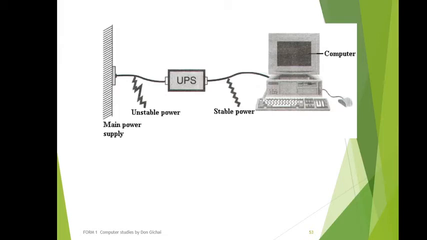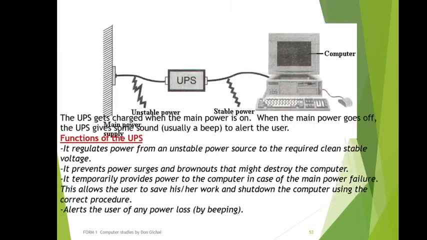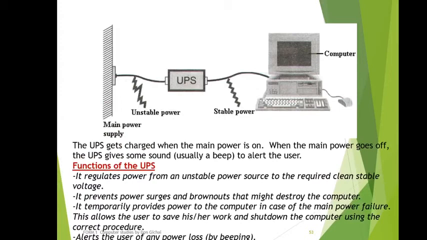We have that gadget there called a UPS, an Uninterruptible Power Supply System. Power from the main should be connected directly to the UPS. Then the computer should be connected from the UPS. That is for stable power. Therefore, you can see the unstable power and the stable power, and how that actually works.